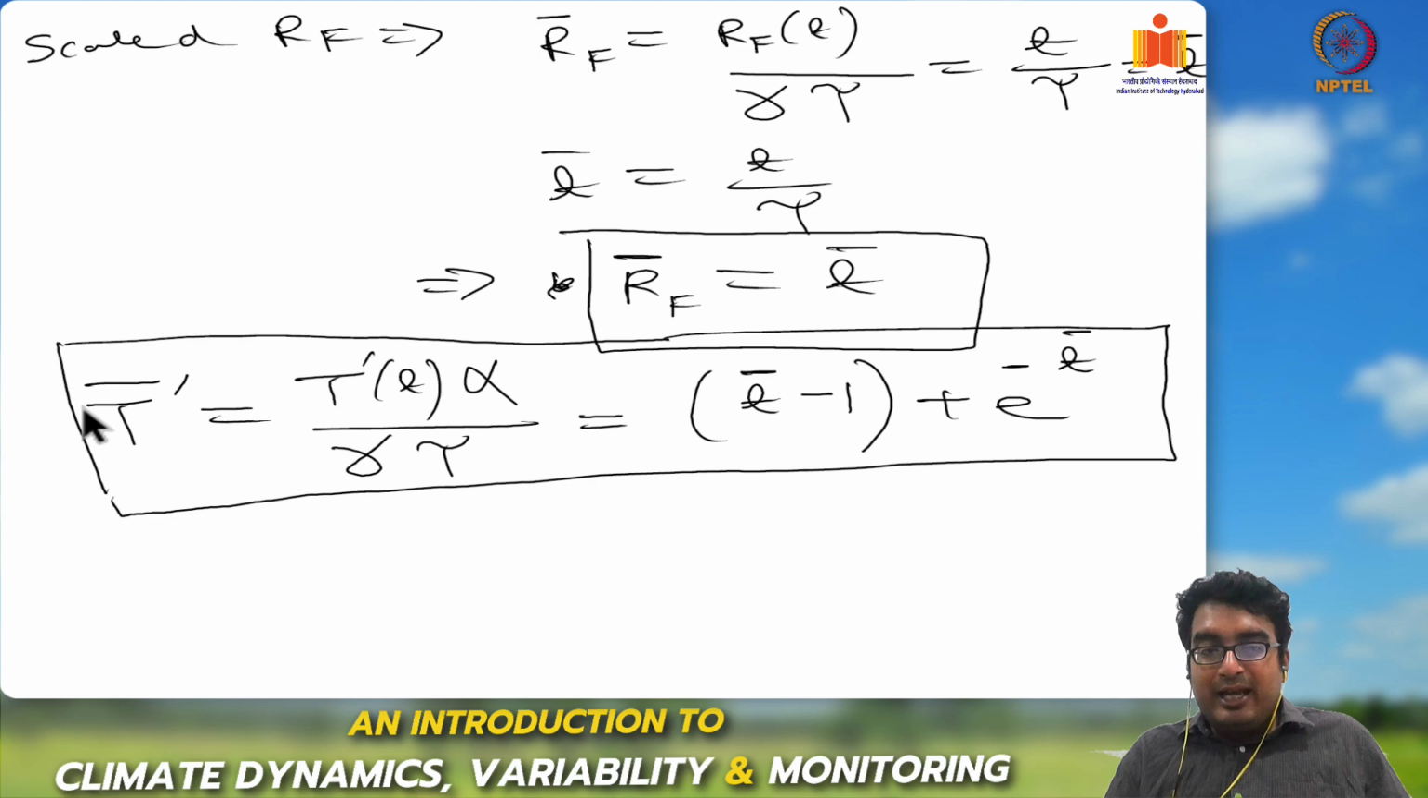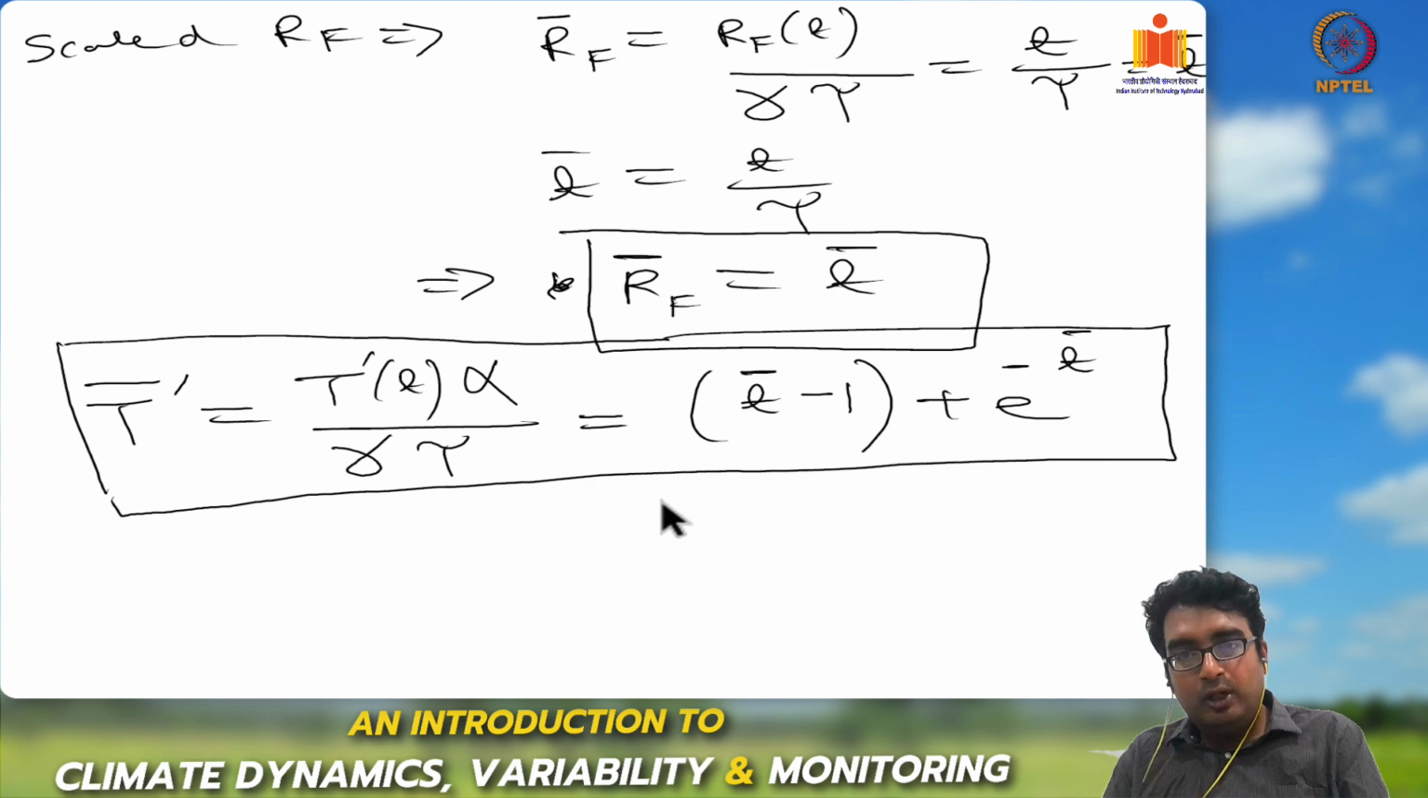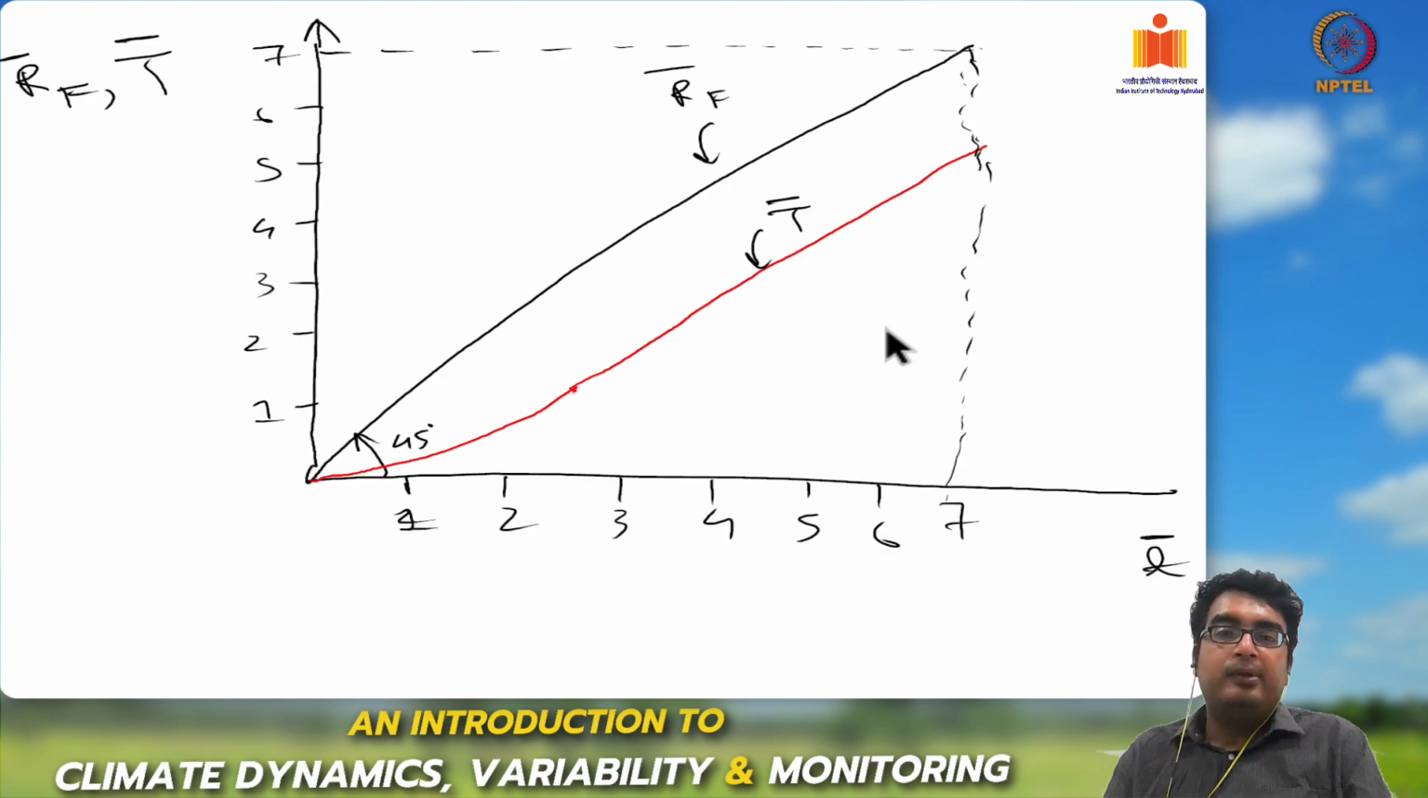Okay. So the non-dimensional temperature perturbation T bar prime is equal to the non-dimensional time T bar minus 1 plus e to the power minus the non-dimensional time, where the radiative forcing term itself is the non-dimensional time. So we can now plot both the non-dimensional radiative forcing term and the non-dimensional temperature perturbation term T bar prime.